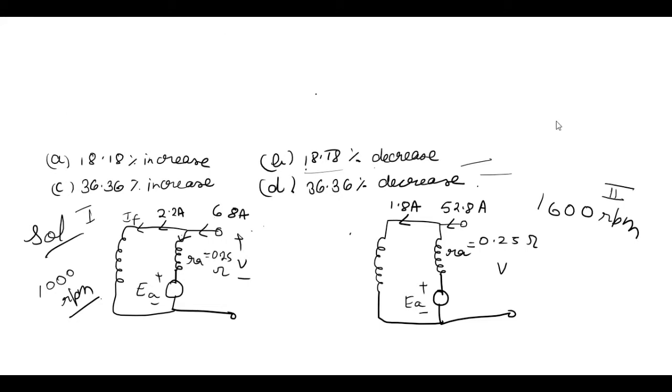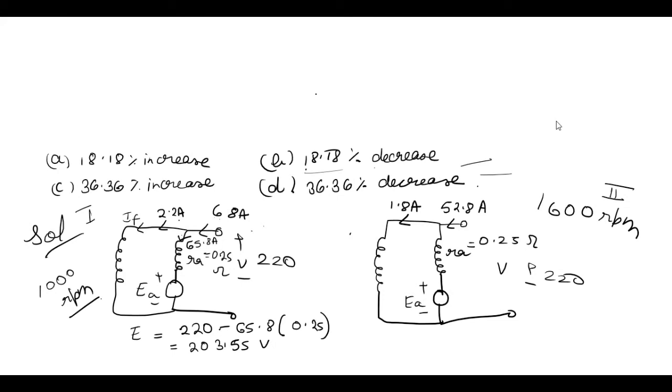Here the armature current will be 68 minus 2.2, which is 65.8 ampere. Therefore, induced EMF E will be 220, which is the supply voltage, minus armature current 65.8 into armature resistance 0.25. So here E will be 203.55 volt.